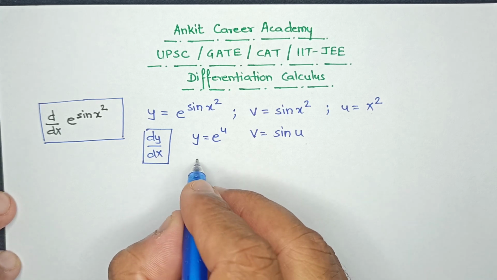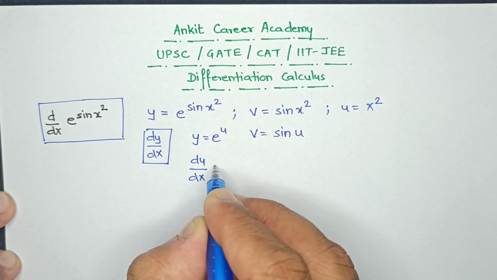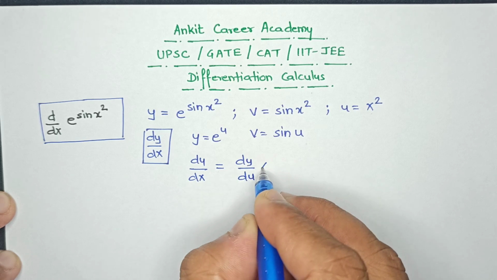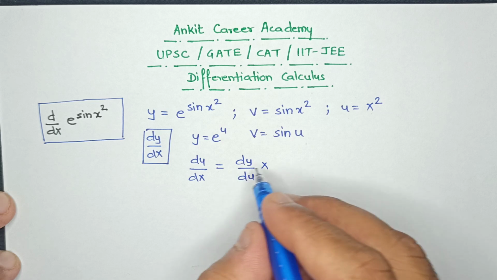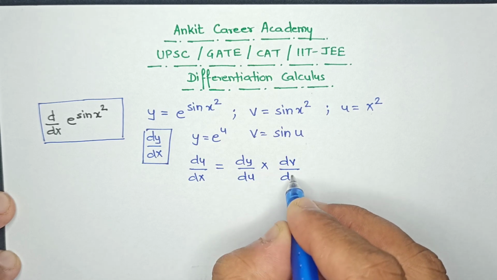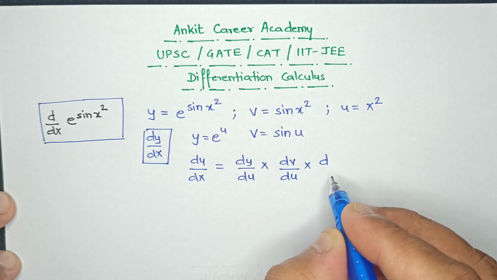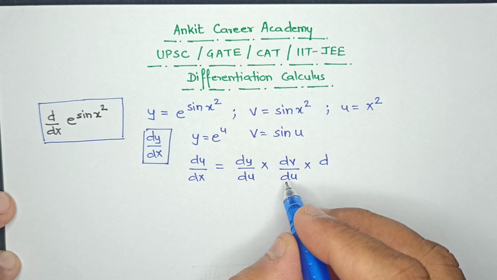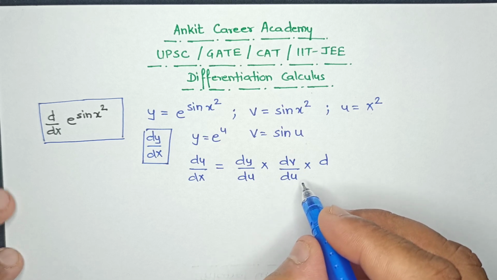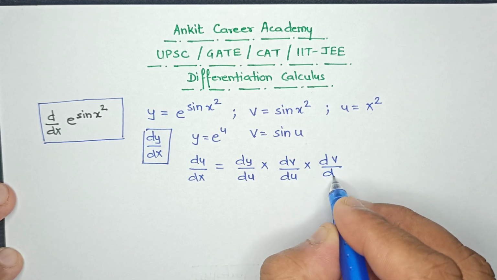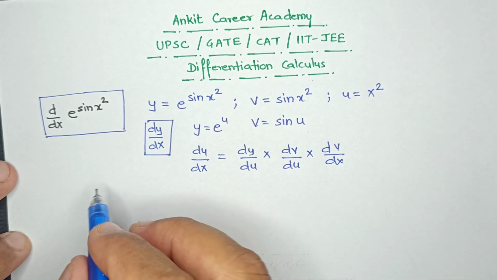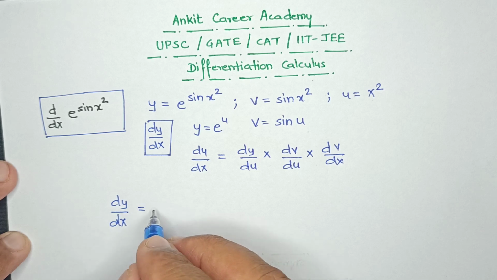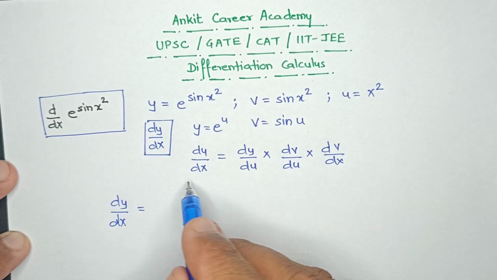Now in order to calculate the value of dy by dx, this can be bifurcated as dy by dv multiplied by dv by du multiplied by du by dx. Now let us calculate the values quickly. So the value of dy by dx comes out to be this. This is one way of doing this.